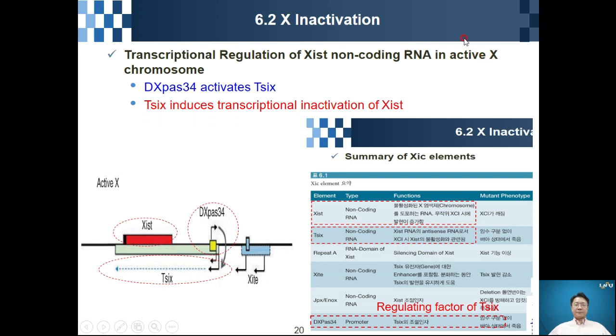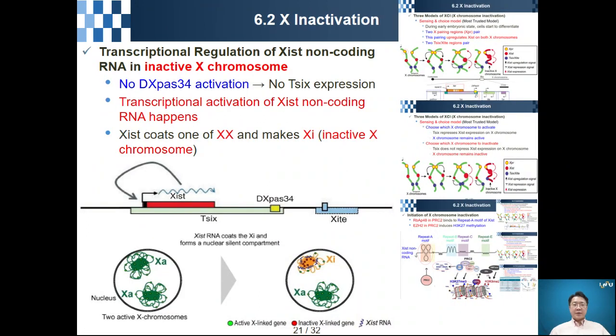In this slide, I will explain the transcriptional regulation of Xist non-coding RNA in the inactive X chromosome. Through the sensing and choice model, the X chromosome was chosen to be inactivated. After that, H3K27 methylation happened.